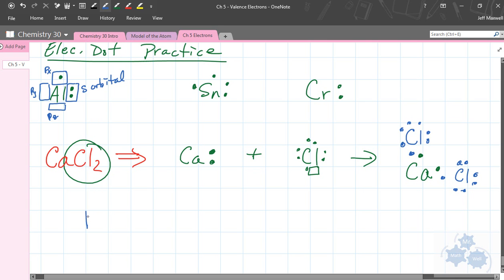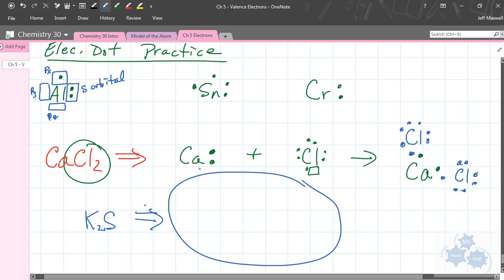Okay, what about K2S? Why don't you take a minute and draw that electron dot structure, K2S? See if you can do that.